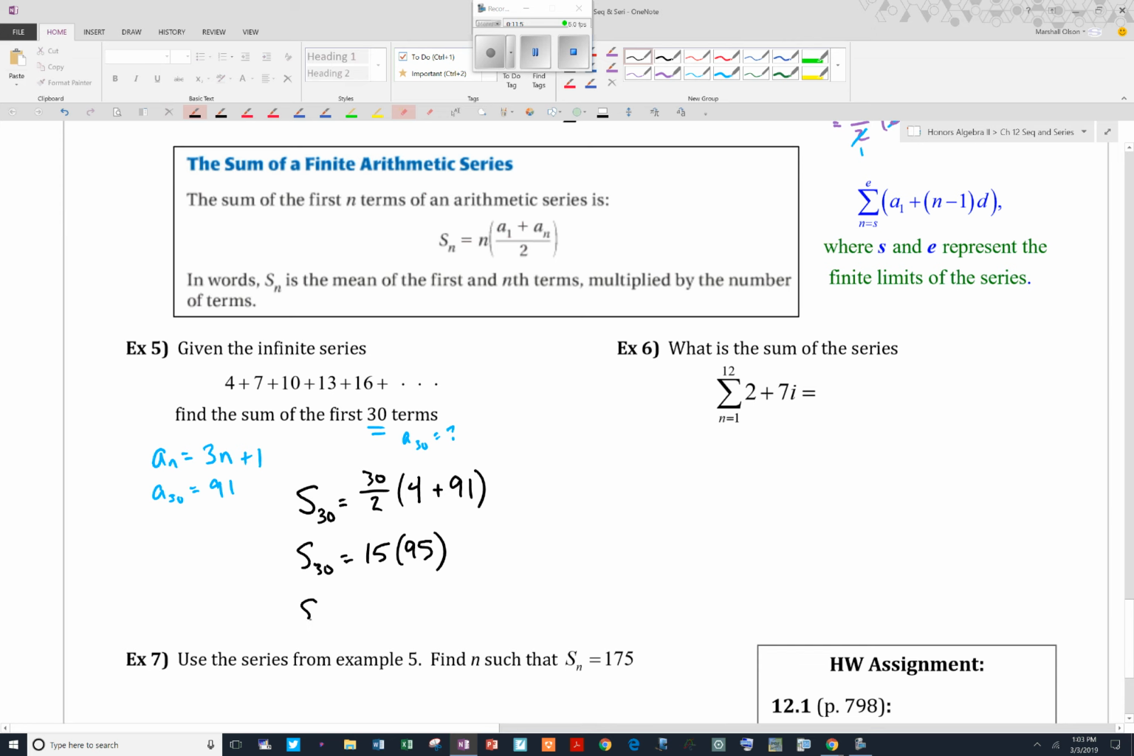And that is 1,425. So the sum of those first 30 terms is 1,425 without having to actually list them out and add them up.